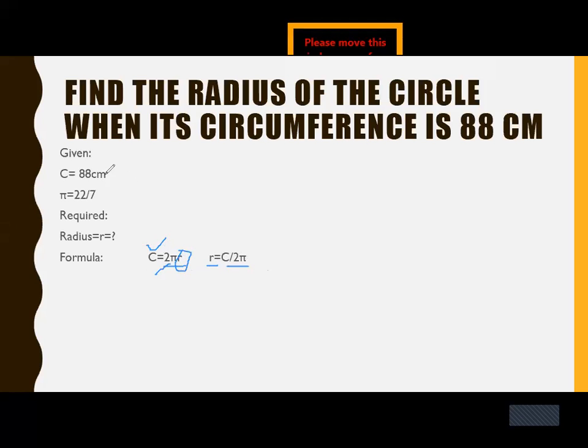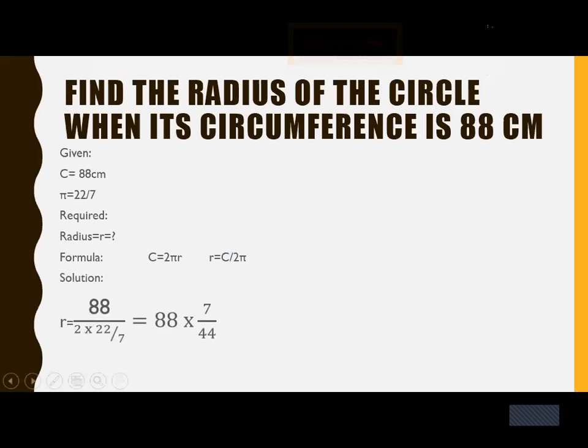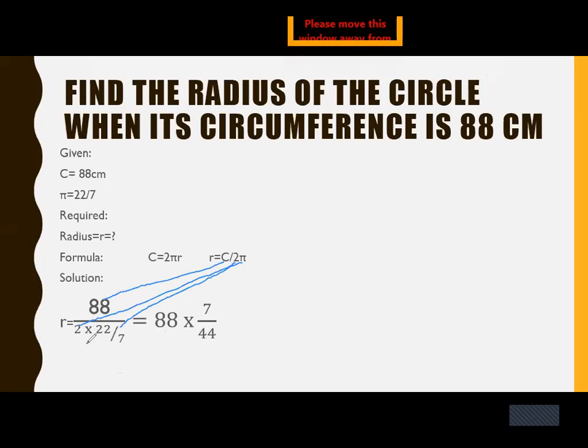Now here c is given and pi is given. So let's start with the solution. Let's put the values of c and pi in the equation. Look at the simplification, students. First we put the value of c, which is 88, and then 2 is written here. Now the value of pi is 22 over 7. First we multiplied 2 with 22. So 2 22s are 44. Here we get 44 over 7.